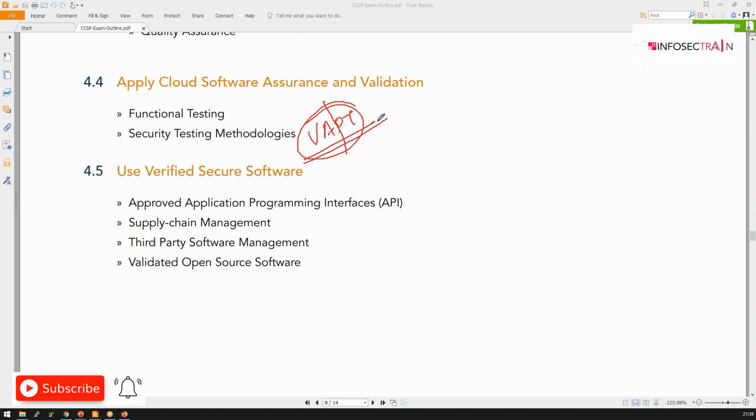And how can we ensure the application security? You have to understand two words called SAST and DAST.